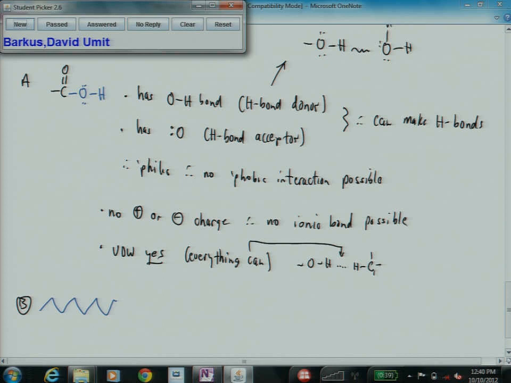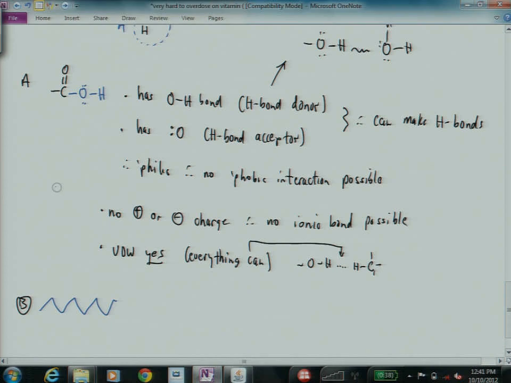All right. So let's take this piece by piece. Hydrogen bonds. Yes or no? No. Why? No special hydrogens. Are there hydrogens here? Tons of them, but they're not special. So no special H's, therefore no H bonds.